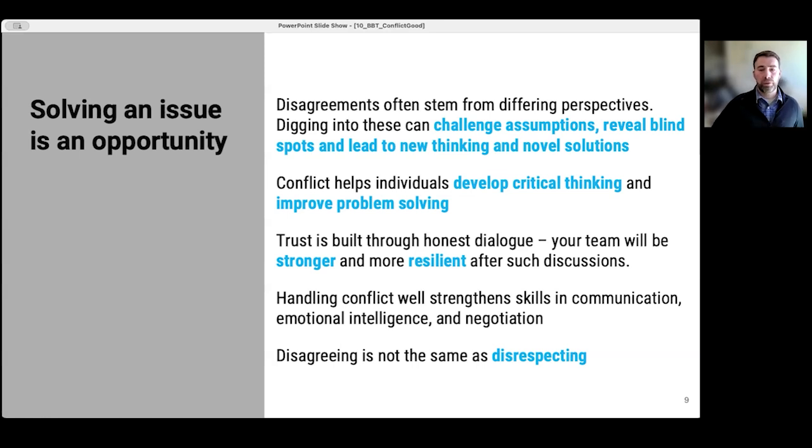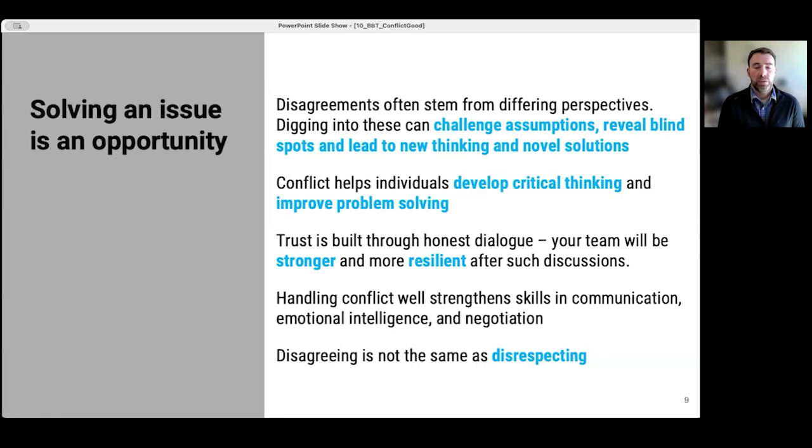It builds trust. If you can actively engage in disagreement and both people walk away smiling, then they're going to be stronger and more resilient. The team will be better. Handling this conflict well builds your skills for the future. It builds your communication, it builds your emotional intelligence, your EQ, and it makes you a better negotiator.